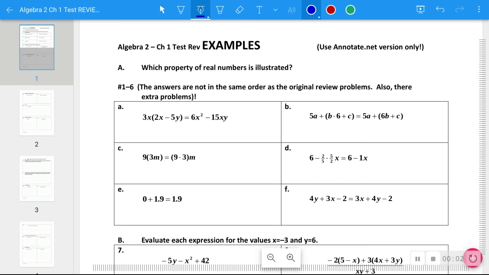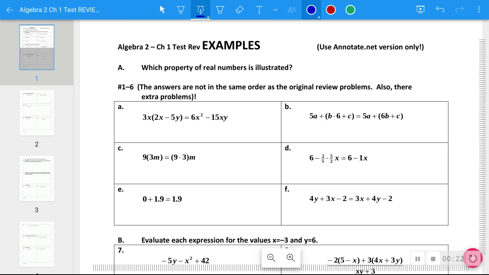Okay, this is Mr. Peterson, and we're looking at the review examples for Chapter 1 in Algebra 2. Problems 1 through 6 is what this first video is going to cover. And we're supposed to come up with the name of the property that's illustrated.